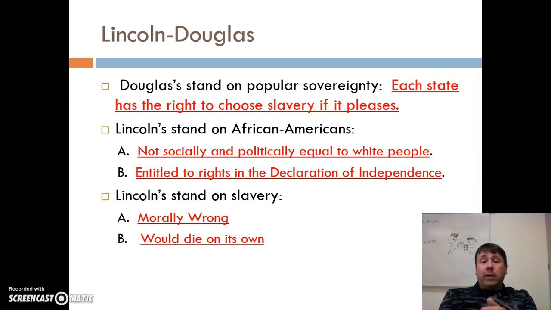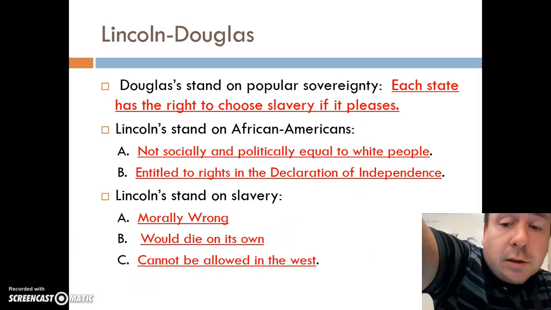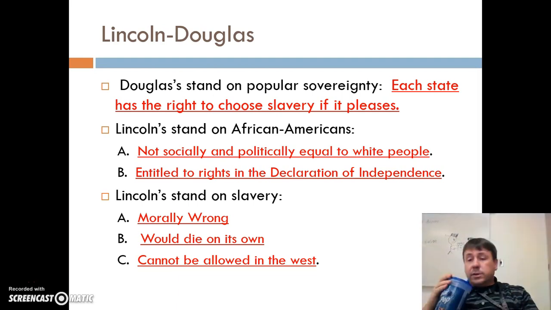So Lincoln was fine with slavery as long as it stayed in the South. And he was adamant that slavery could not be allowed in the West.